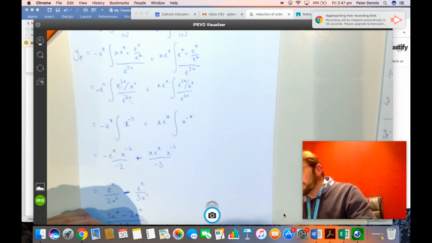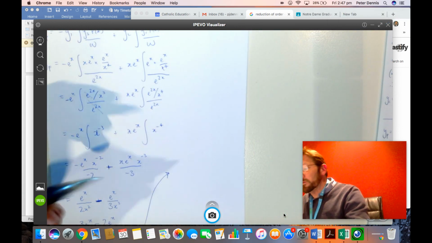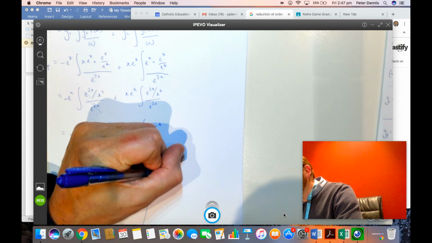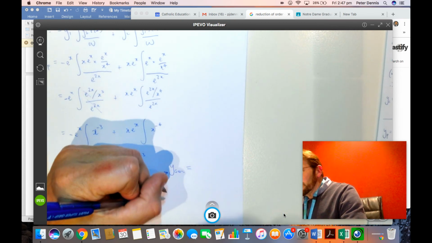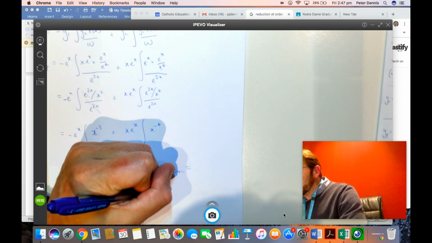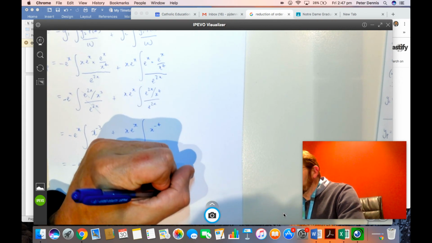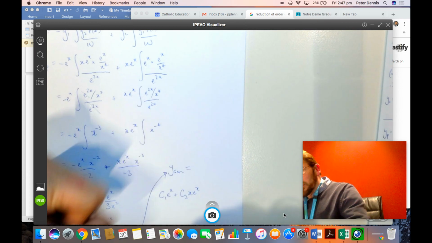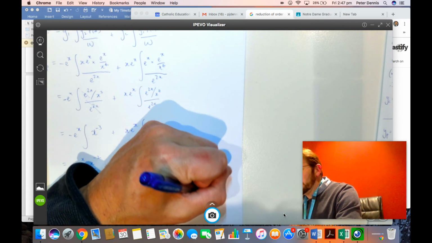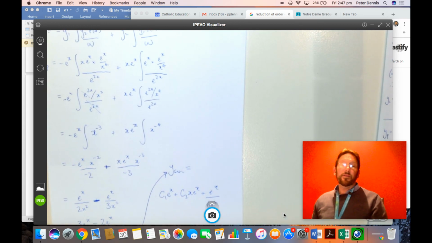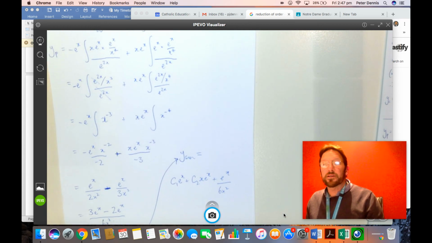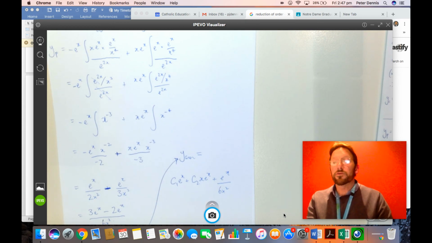So our general solution, which is what we want, y general, is going to equal our first solution, c1 e to the x plus c2 x e to the x, plus our particular solution, e to the x over 6x squared. And that's it. I shouldn't say that's it, but that's how we come to the Wronski.